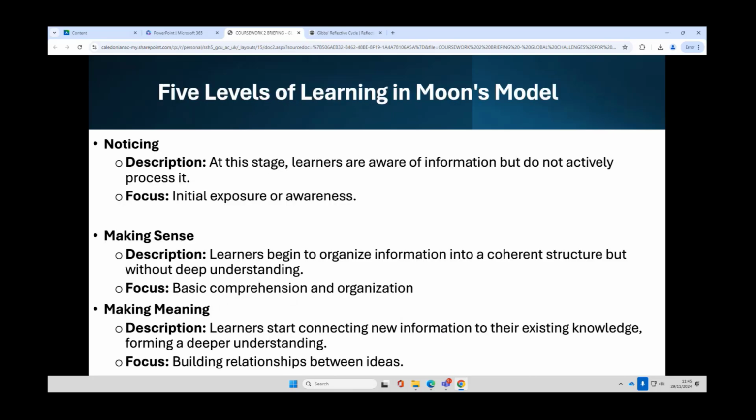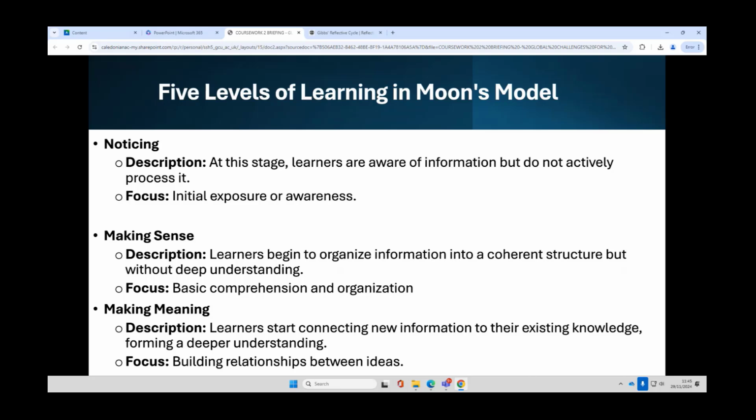Okay, there are 5 levels of learning in Moon's model. I'm not going to go into the details. You can read about them, but they're very similar once again, with slight changes. Noticing, making sense, making meaning. Noticing would be observing the event, being aware of what's happening, making sense of the whole thing and why did that happen, what was happening.